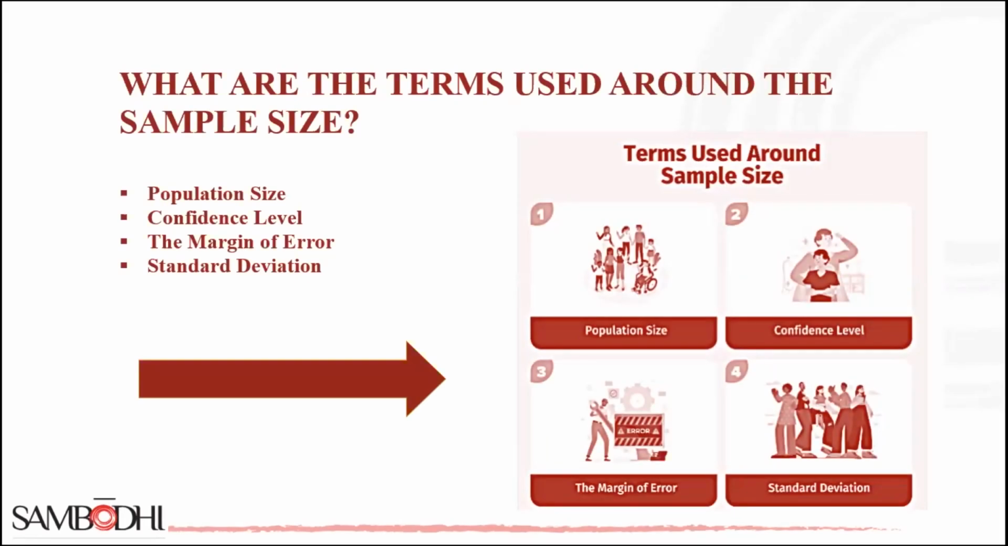What are the terms used around the sample size? Before we jump into the sample size determination, so we understood what exactly the determination is. We are now getting a deeper understanding of the terms that we use around the sample size. The terms that are used around this sample size: population size, confidence level, the margin of error, standard deviation.